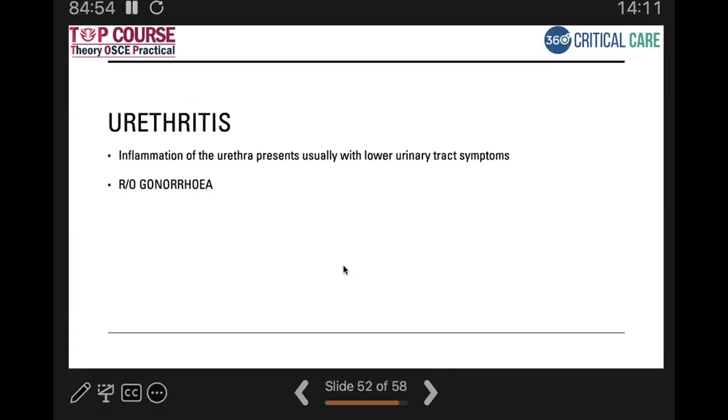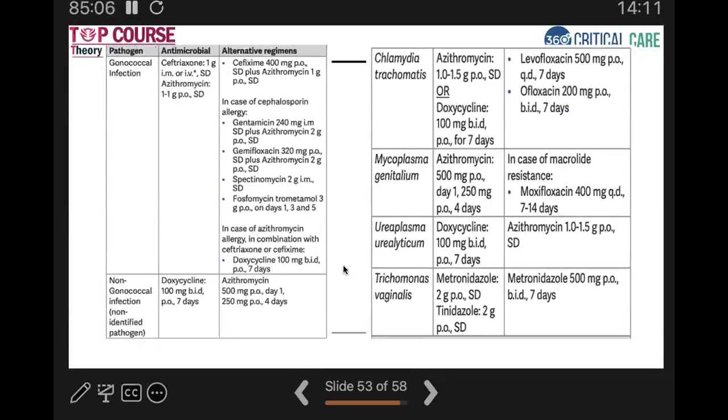Okay, then coming on to other simple male UTIs, that is urethritis. When there is an inflammation and infection of the urethra, then it is urethritis. Always rule out gonorrhea. Okay. So when it comes to treatment of urethritis, if you confirm gonococcal infection, you can start with ceftriaxone, azithromycin. Alternatively, you can try cefixime. If there is an allergy to ceftriaxone, then you can try aminoglycosides and fosfomycin. Okay. And doxycycline also. Then for non-gonococcal infection, you can start with doxycycline. If not responding, alternatively, you can use azithromycin.